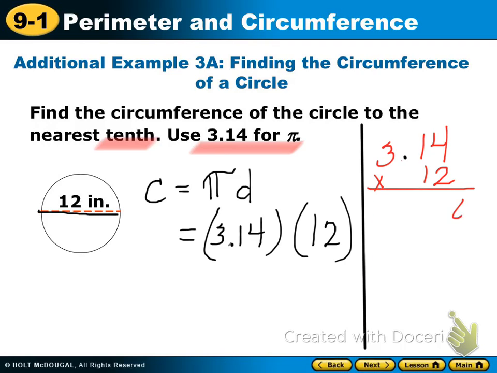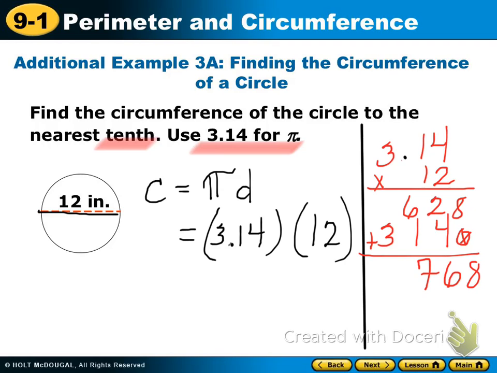4 times 2 is 8. 1 times 2 is 2. 3 times 2 is 6. 0 to hold the place. I like to put a little X through there. 1 times 4 is 4. 1 times 1 is 1. And 1 times 3 is 3. We add. We have 8 plus 0, which is 8. 2 plus 4 is 6. 6 plus 1 is 7. And nothing plus 3 is 3.